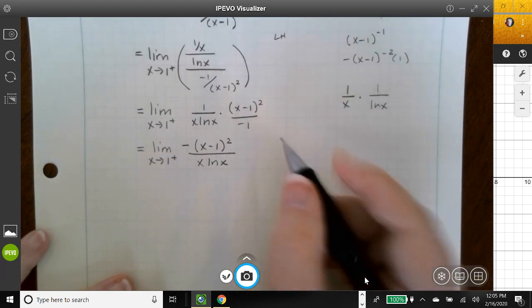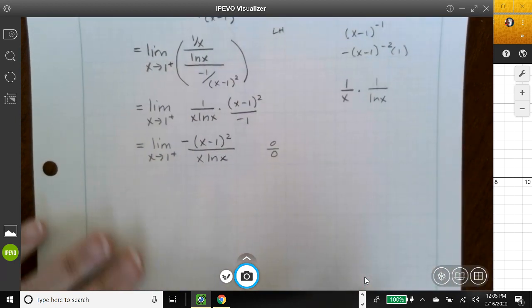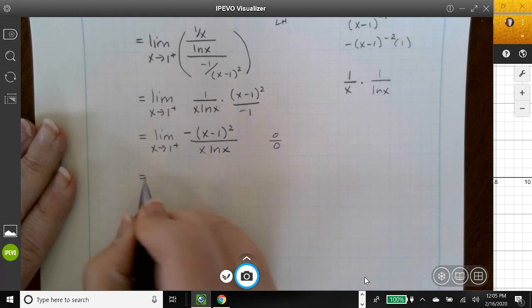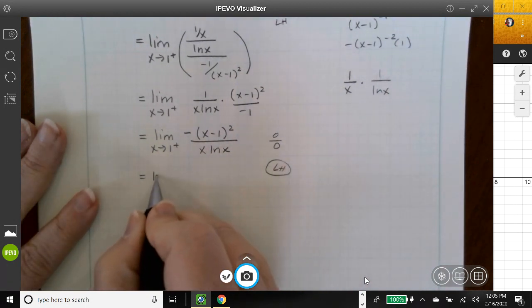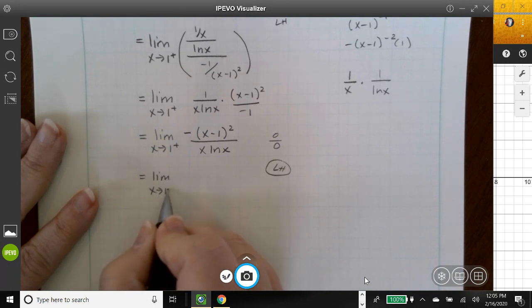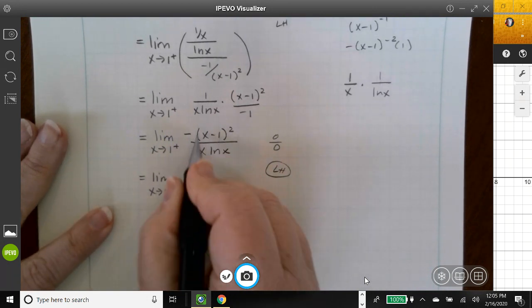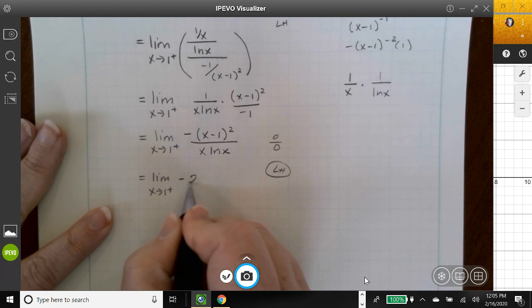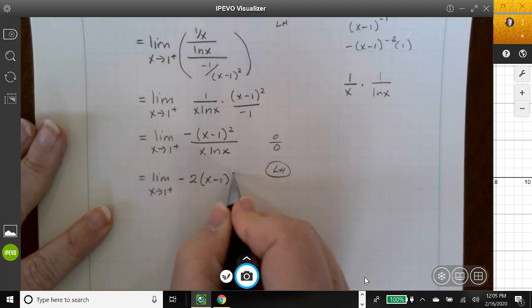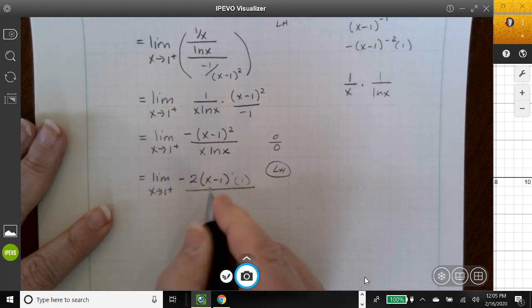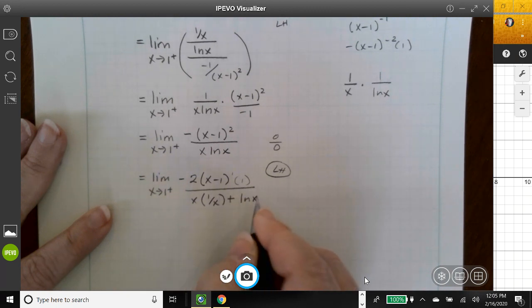Oh no, we get 0 over 0. This is so much work. So we're going to use L'Hopital again. I got to use the product rule here. Limit as x goes to 1 from the plus side of, well, what's the derivative of the numerator? Got to use the chain rule. Negative 2, power down, function, lower the power by 1, times the derivative of the inside, which is 1, all over first, the second, plus second, the first, hallelujah, the first is 1.